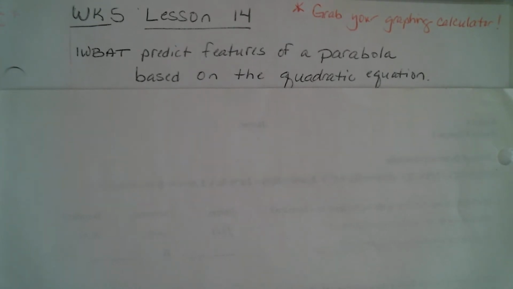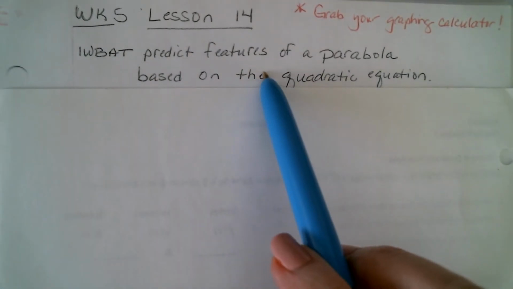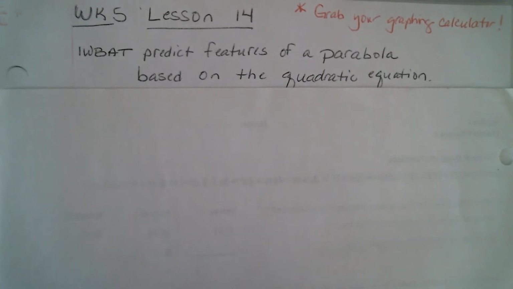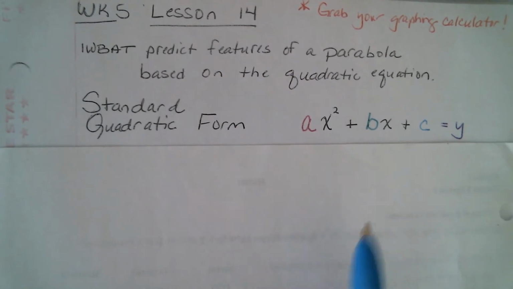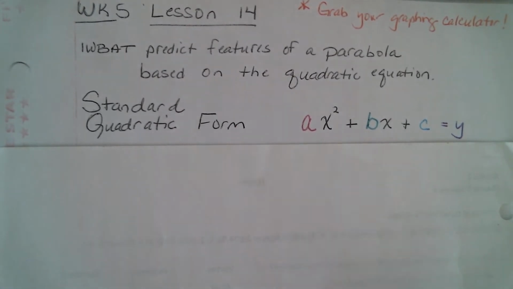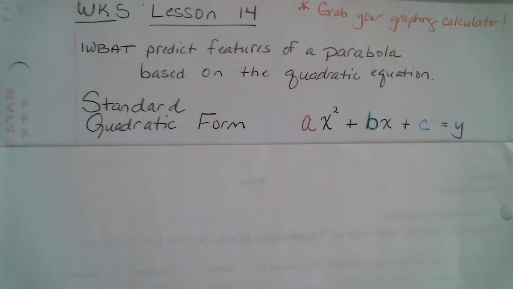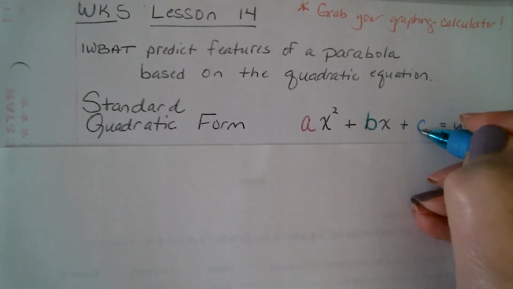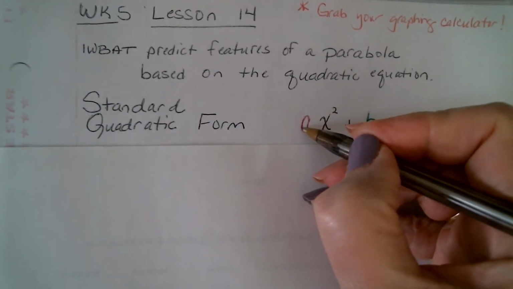So anyway, our target today, and if you've forgotten, I hope not, is that I will be able to predict features of a parabola based on its equation, right? So what do the equations look like? Well, we've got our standard form here, right? I'm going to be doing some color coding with those things that are not x and y, okay? So coefficients and constants, right?